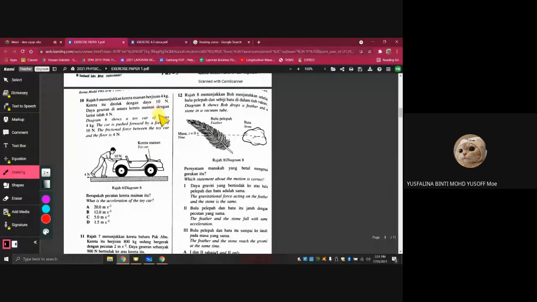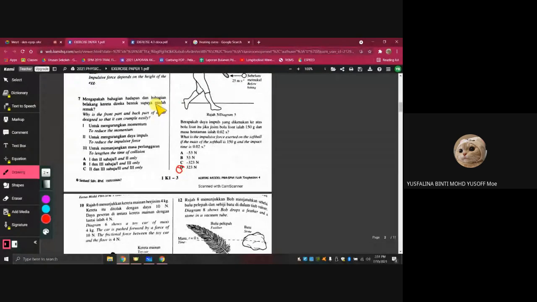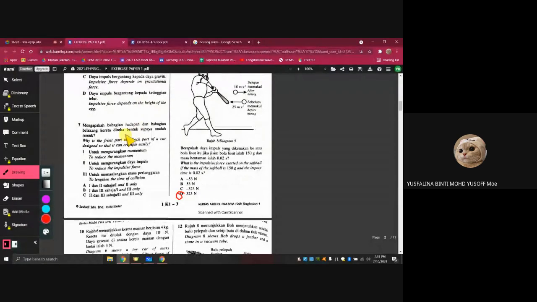Sorry. Okay, we go back to number 7. See, teacher very excited. Okay, so what is the front part and the back part of the car designed so that it can crumple easily? So this one is of course to reduce the impulsive force and to increase the impact time, or the time of collision. So the answer should be number 2 and number 3. That is not to reduce the momentum.